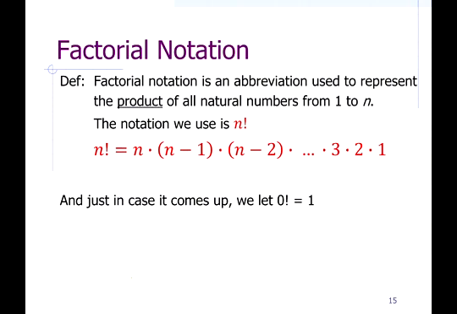And just in case it comes up, just so we don't have any issues with the calculations, 0 factorial is equal to 1. This just makes things run smoothly. It's like any number, let's say 5 to the power of 0 is also equal to 1. Same thing, any number to the 0 power is 1, or 0 factorial is also equal to 1.